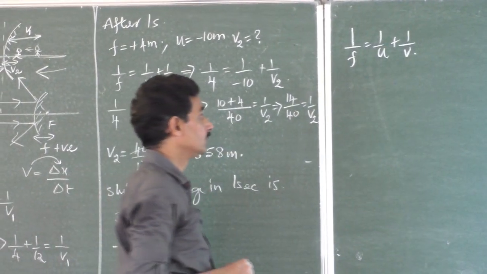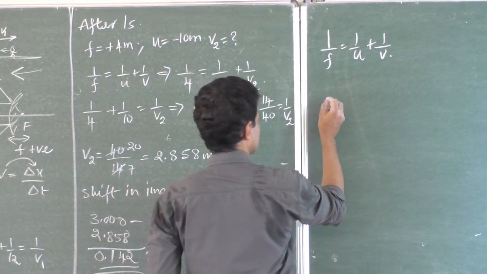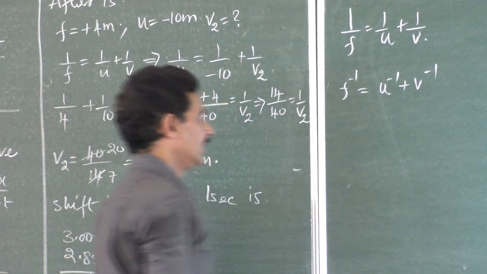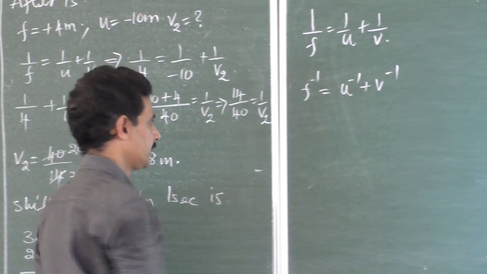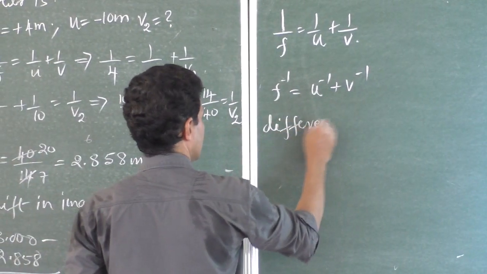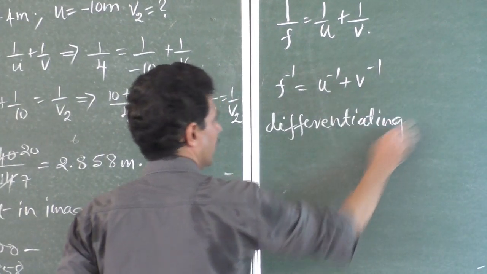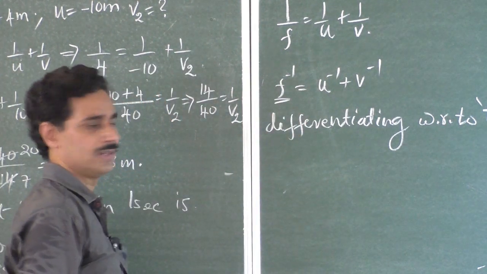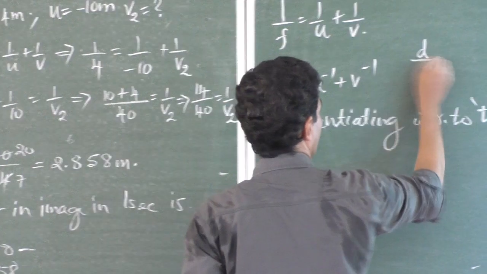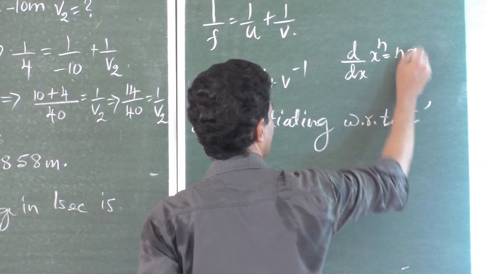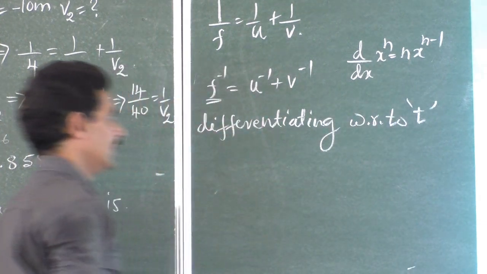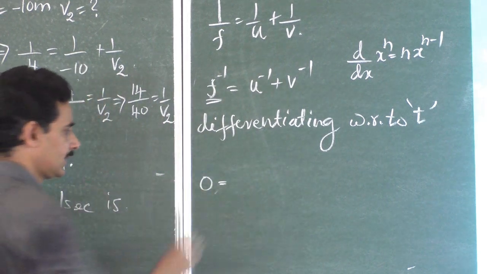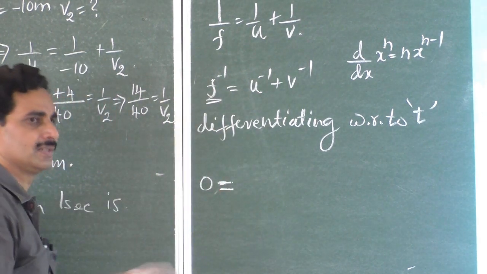So how to differentiate this? Shall I write this as f to the power minus 1 is equal to u to the power minus 1 plus v to the power minus 1? So we can write it like this. Now differentiate with respect to time. This is a constant. So when you differentiate, you know that d by dx of x to the power n is equal to n x to the power n minus 1. You know it, right? So the differentiation of focal length is 0, because it is a constant and doesn't change with time.